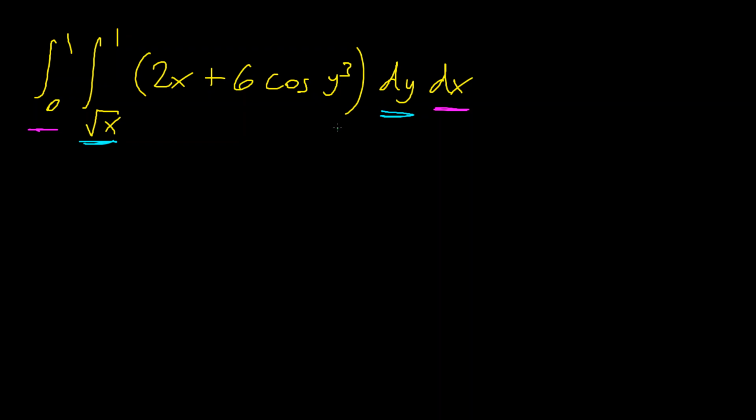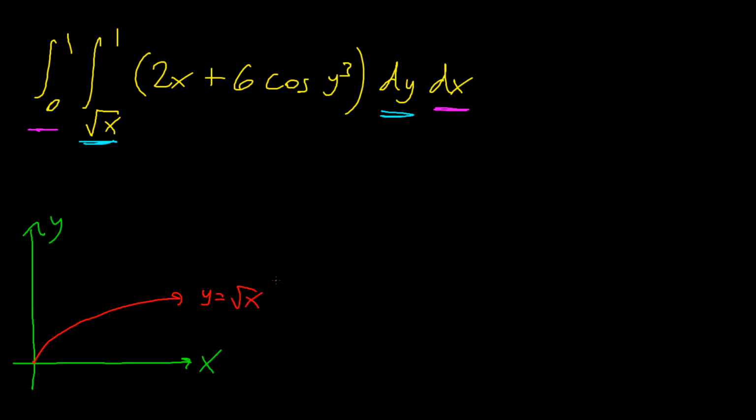Now, this is a double integral. Our two variables are x and y, so this is a double integral in the xy plane. So I'm going to draw the xy plane. And now, the values of y go from square root x to 1. So y equals square root x will be the lower bounding curve. So I'm going to draw that. So this is y equals square root x. And the upper bounding curve is going to be y equals 1. So y equals 1.